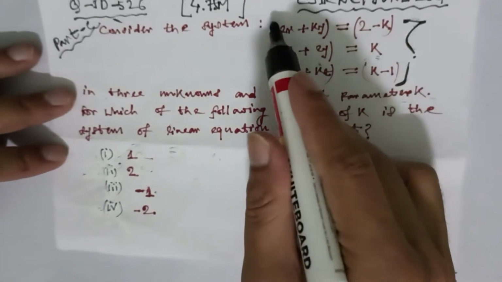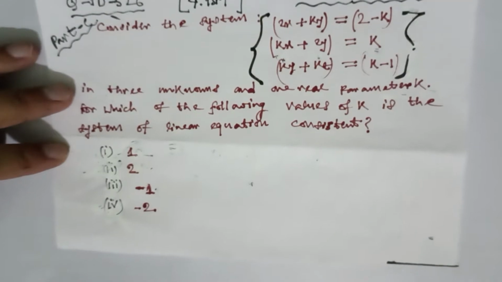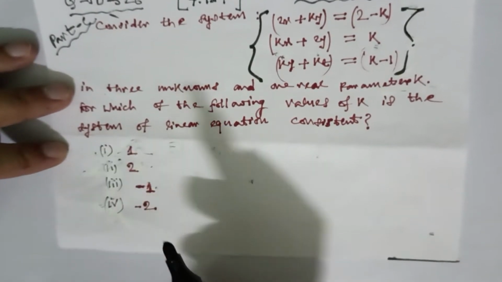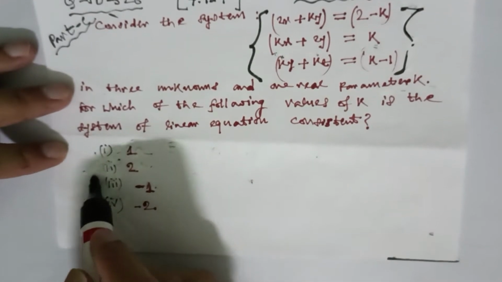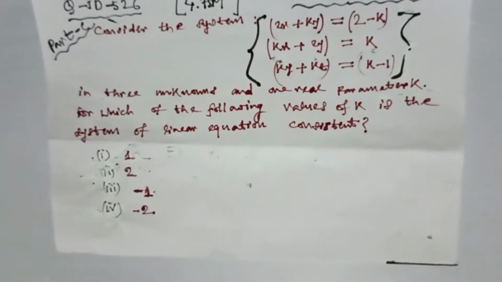Consistent means the system gives a solution. For the system, a solution exists for what values of k? The options give values of k as 1, 2, minus 1, minus 2. So we are going to check each option one by one. I am checking option 2 first.